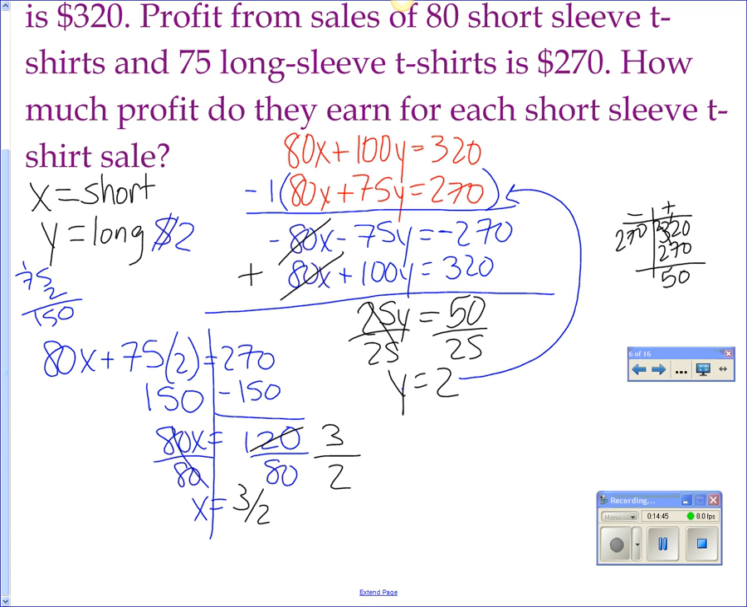2 goes into 3 how many times? Once. How much is left over? So it's 1.5 is another way to write it. And what is that as a decimal? 1.5. So either one of those answers they'll accept on the exam. Okay, 3 over 2 or 1.5.